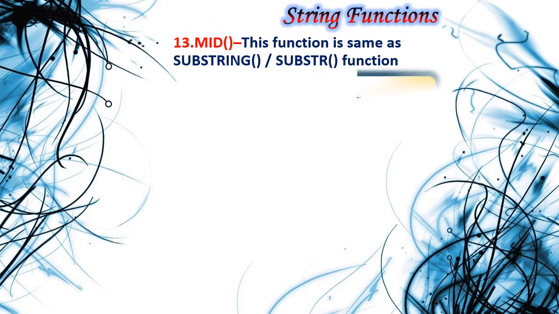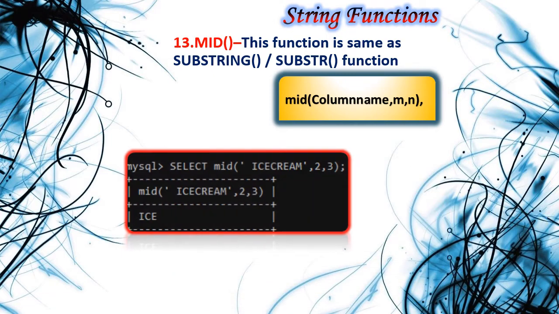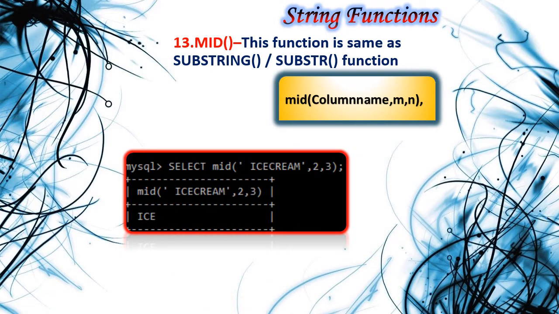And the mid function is similar to the substring function. So mid of column name or string name, comma, m is the starting position and n is the number of characters to be fetched. Example: mid of ice cream, 2 comma 3. So start from 2 and fetch 3 characters. So CE is the answer.